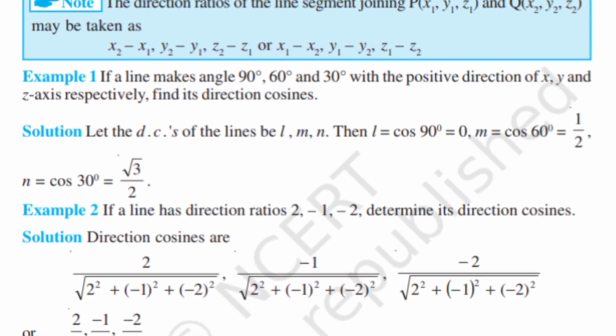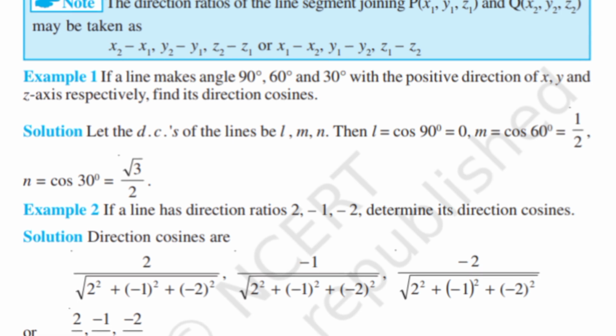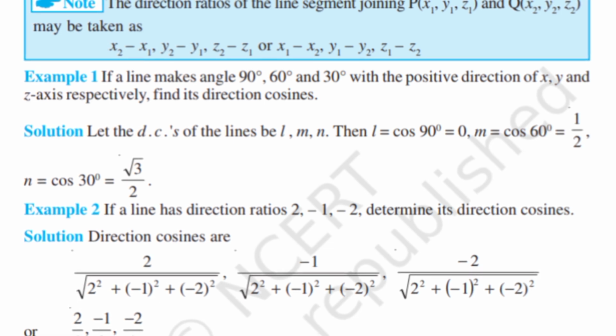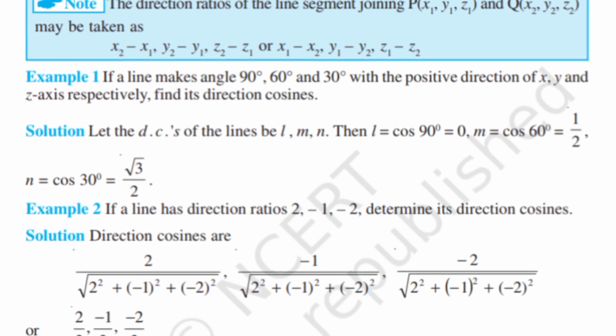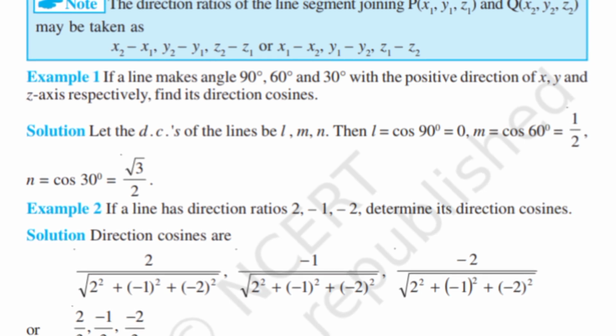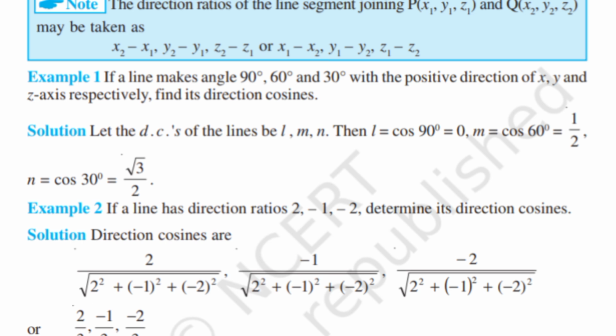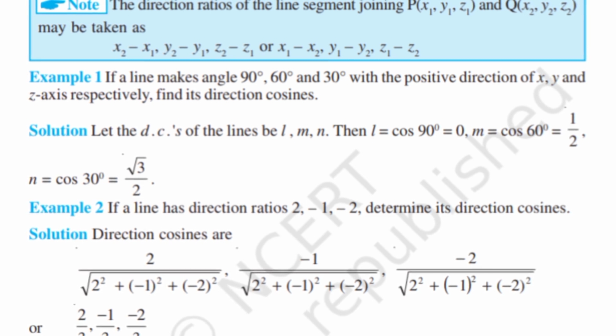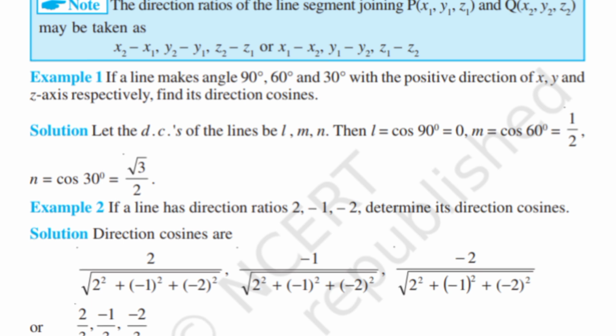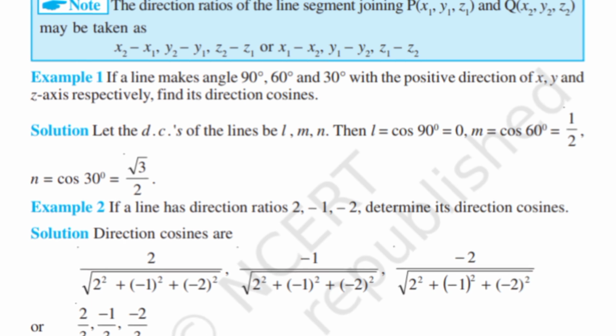Example 1. If a line makes angles 90 degrees, 60 degrees and 30 degrees with the positive direction of the x, y and z axes respectively, find its direction cosines. Solution. Let the direction cosines of the line be l, m, n. Then l is equal to cos 90 degrees, which is 0, m is equal to cos 60 degrees, which is half, and n is equal to cos 30 degrees, which is root 3 by 2.